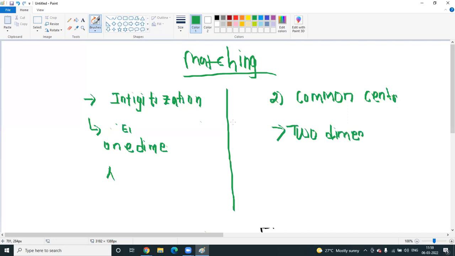The more accurate matching is common centroid. Interdigitization is in one direction, so we cannot do all-direction matching. So common centroid is a highly accurate matching.